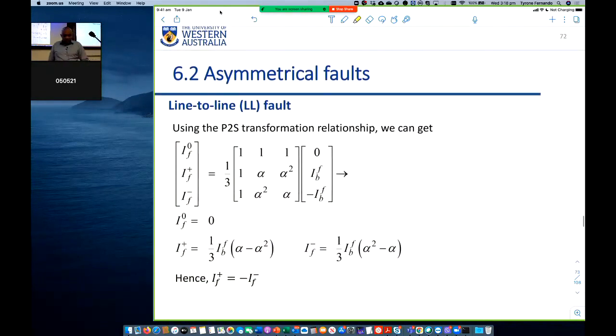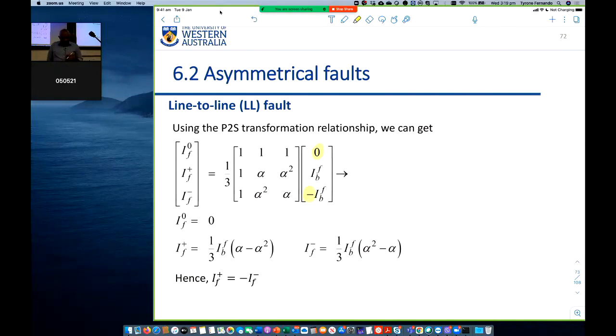So what can we say here now? All right, on the left hand side we have the sequence currents. On the right hand side we have the phase currents. So it connects through A inverse, matrix A inverse. And we can say that IA is equal to 0. IBF and ICF is the negative value of that. The current that flows in phase C is the opposite of the current that flows in phase B. So that's that negative sign.